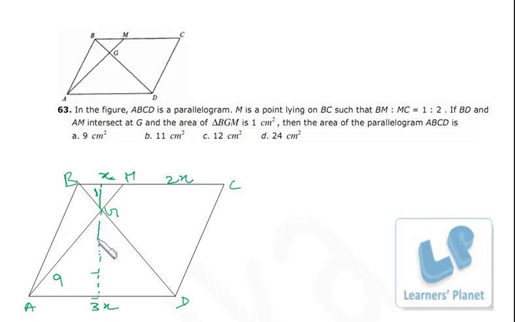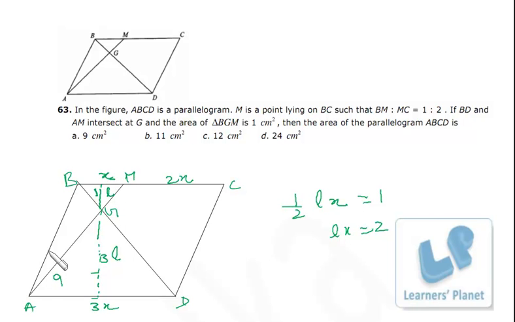Now altitude will also maintain the same ratio. So suppose it is L, it has to be 3L, right? Then area of triangle BGM, that will be what? Half LX, right? Half base into altitude. So half XL, and that is actually 1, right? That's already given. That means LX is equal to 2. And similarly, what will be the area of triangle ABD?